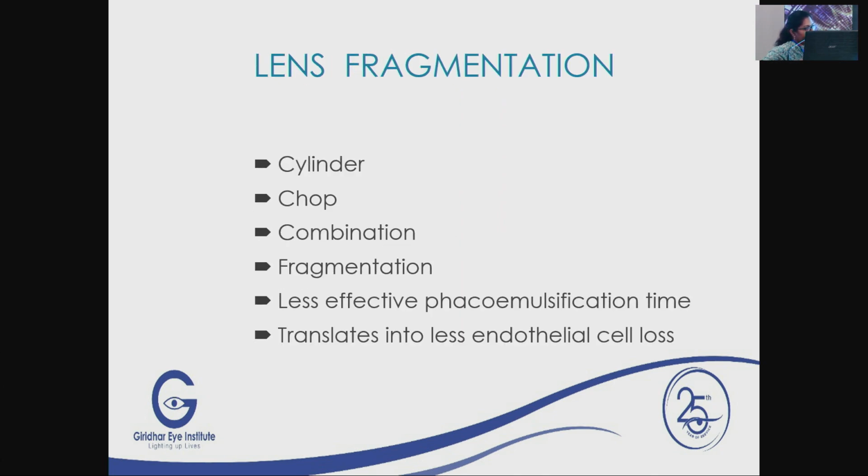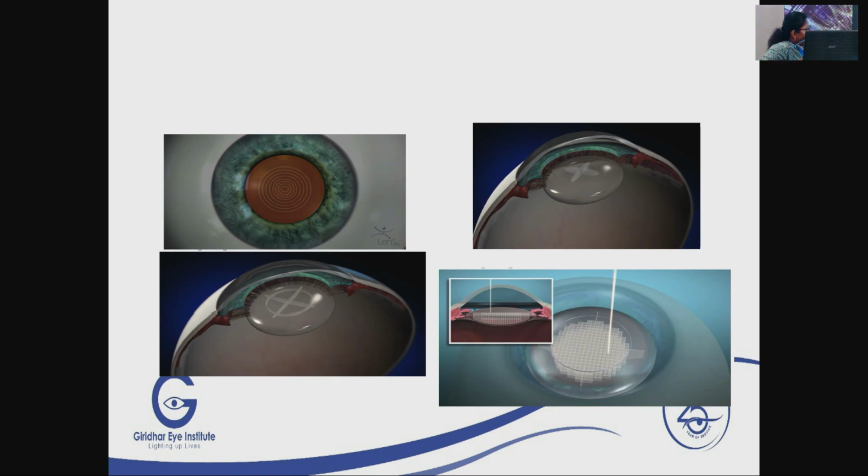Lens fragmentation is the next step. That is, we can either do a cylinder or a chop, or a combination of cylinder plus chop, or a fragmentation into many small pies. This causes less effective phacoemulsification time, and it translates into less endothelial cell loss. So we can do a cylinder, we can do a chop, we can do a combination of cylinder and chop, and then we can do a frag.